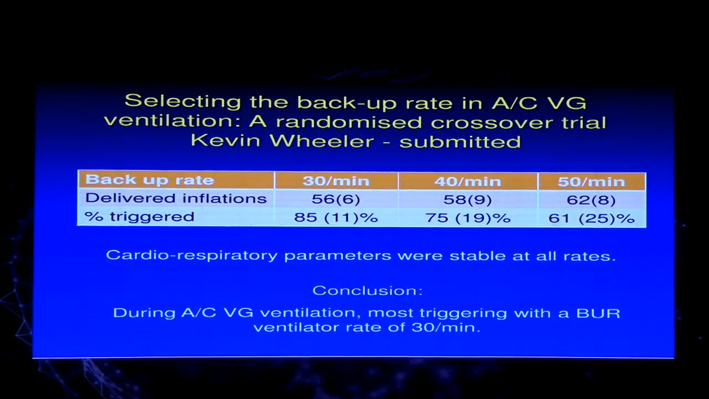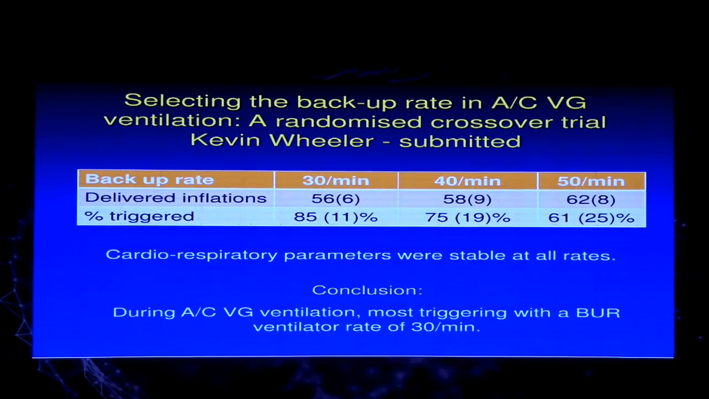When you set assist control volume guarantee, you set the backup rate. The lower the backup rate, the more triggering by the patient. So here they use 30 as the lowest, but you can even go to 20 if you're not concerned about apnea.